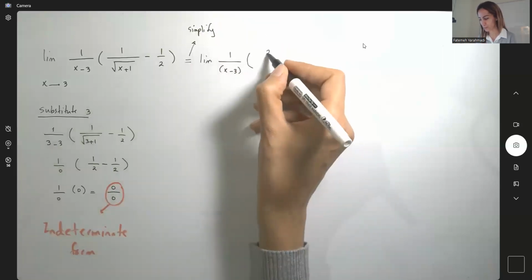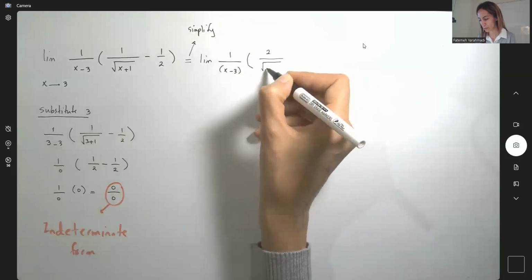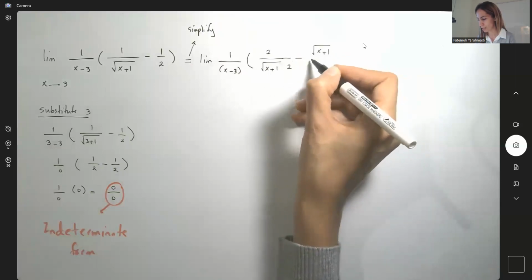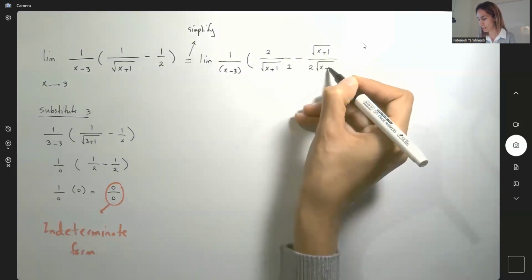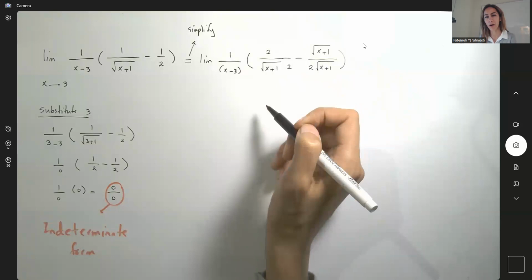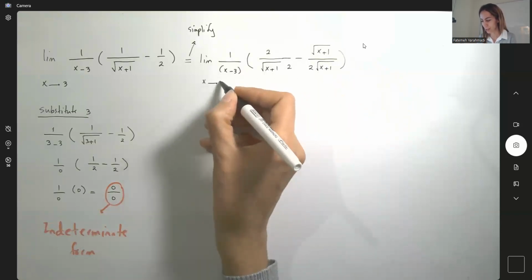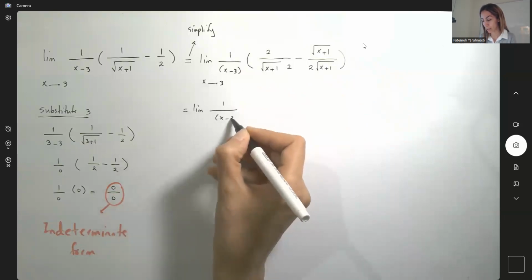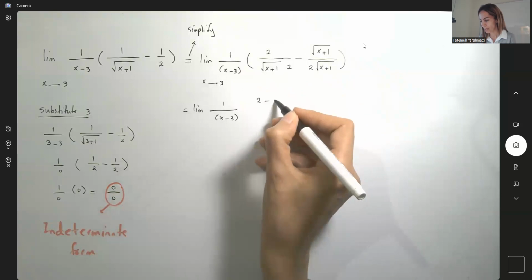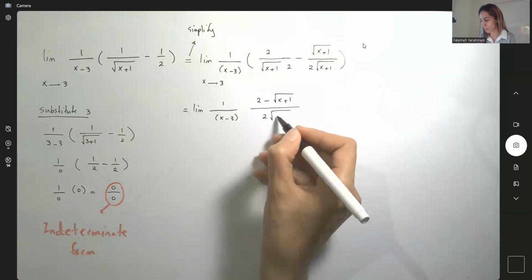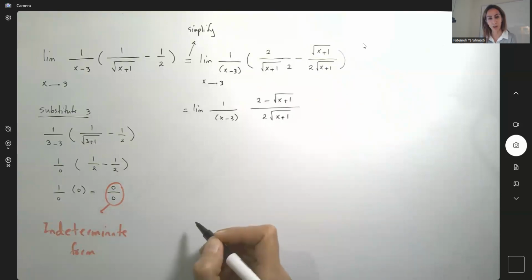So you have 2 divided by square root of x plus 1 times 2 minus square root of x plus 1 divided by 2 times square root of x plus 1. So you have the common denominator. Now you're going to combine the numerators. And note that x goes to 3. So this guy becomes the limit of 1 over x minus 3, 2 minus square root of x plus 1 divided by, and the common denominator, 2 times square root of x plus 1. Very good. So now what?